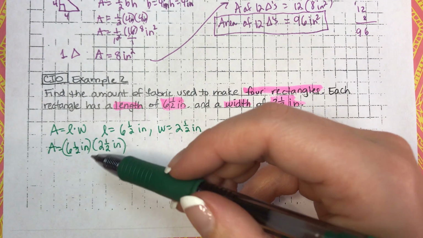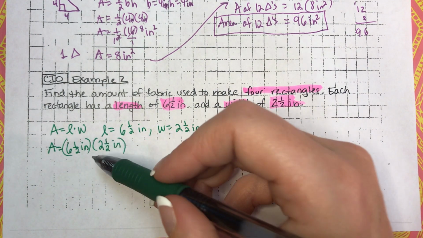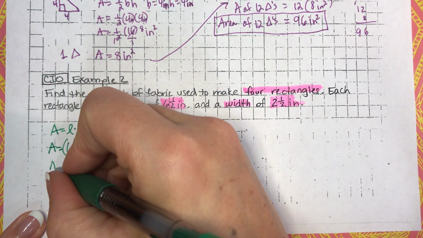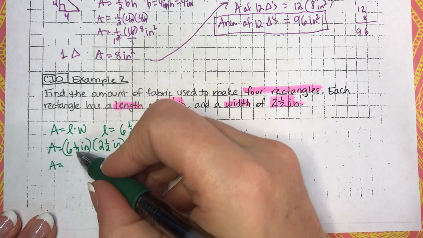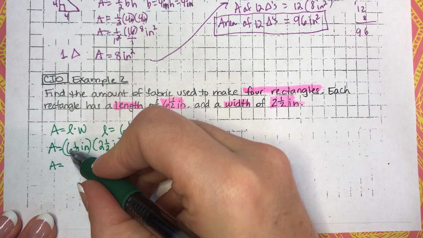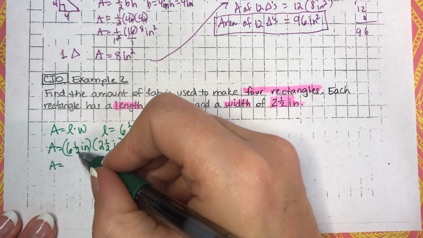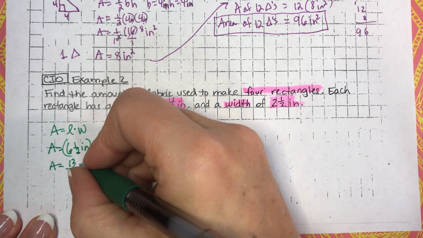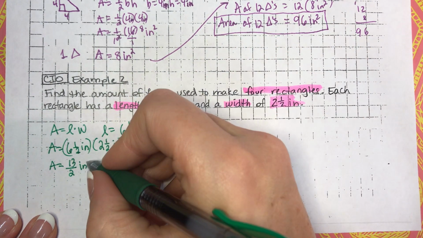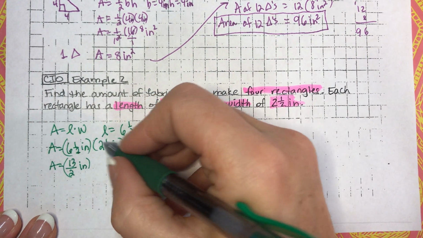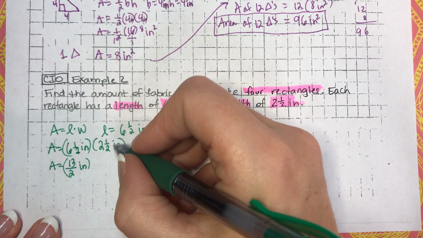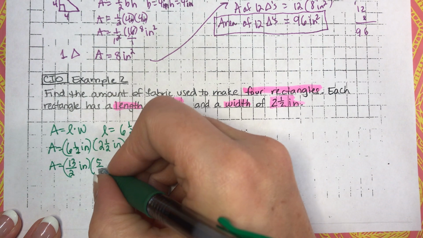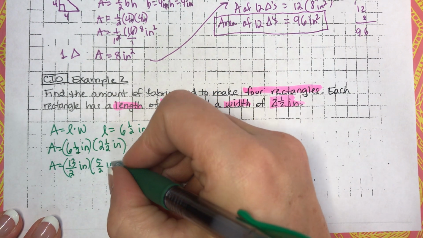Now we have these mixed numbers, and so we need to multiply these two mixed numbers. Whenever you're dealing with a mixed number, to multiply it, you have to change it to an improper fraction first. To change it to an improper fraction, you go 2 times 6, and then you add that 1. So 2 times 6 is 12, plus 1 is 13 over 2 inches. And then we do the same thing here. 2 times 2 is 4, plus 1 is 5. So 5 over 2 inches.